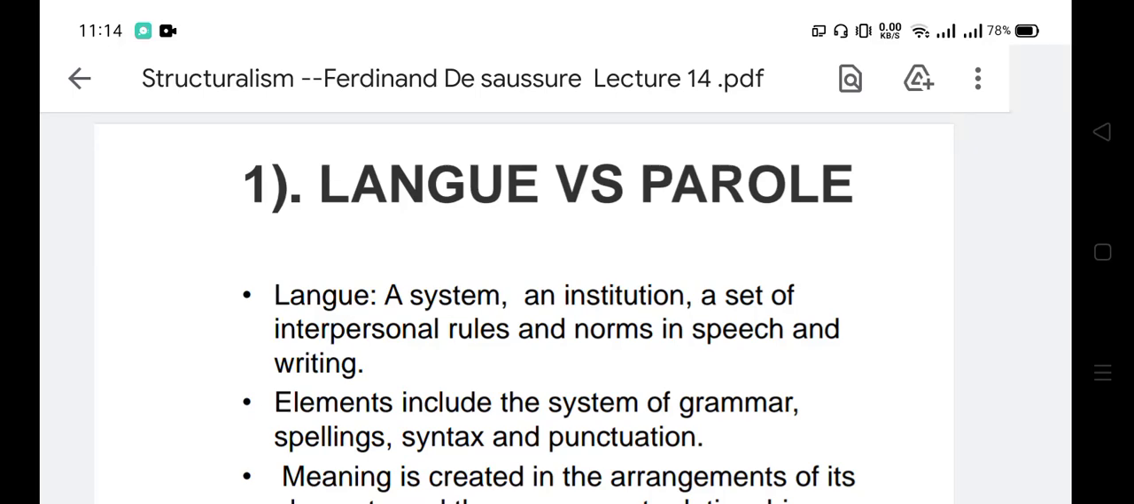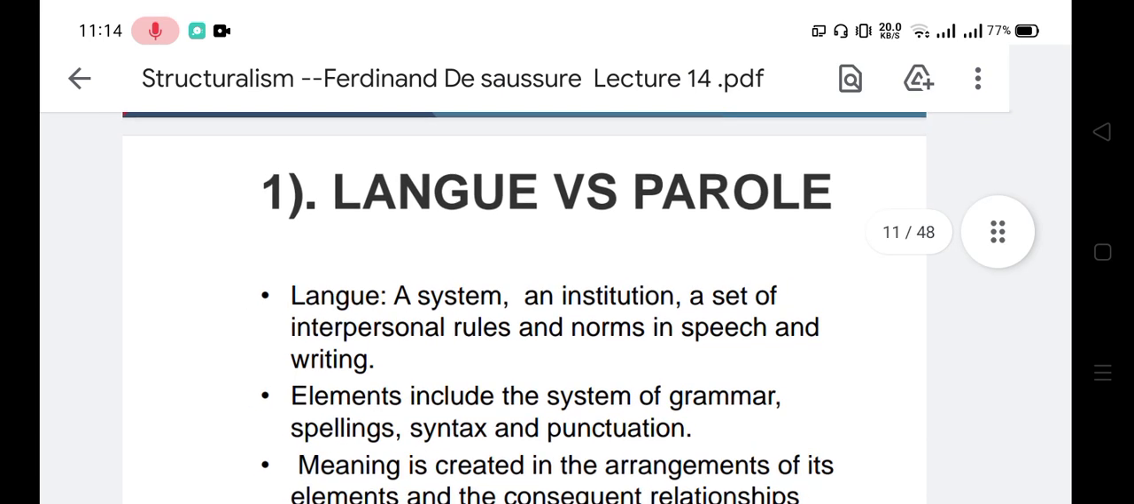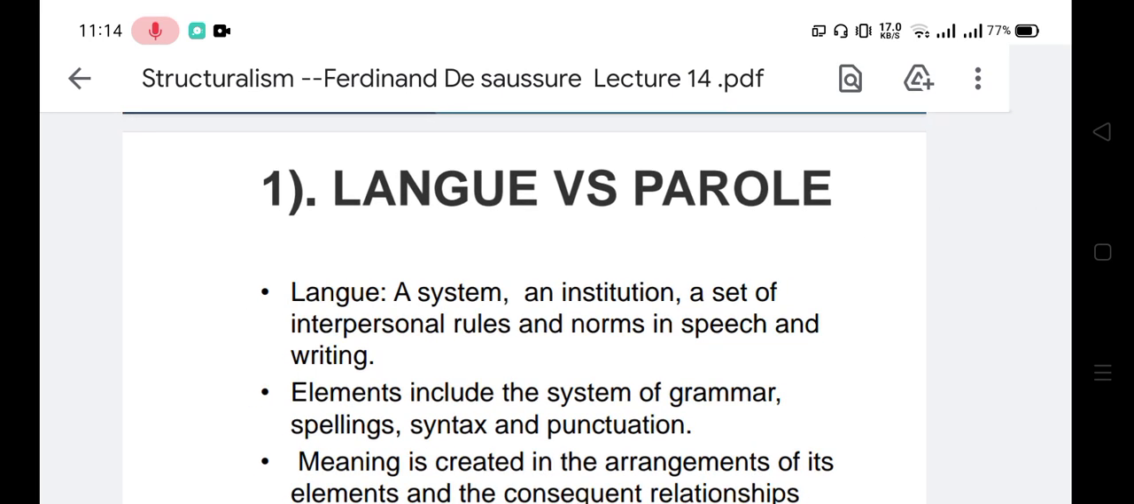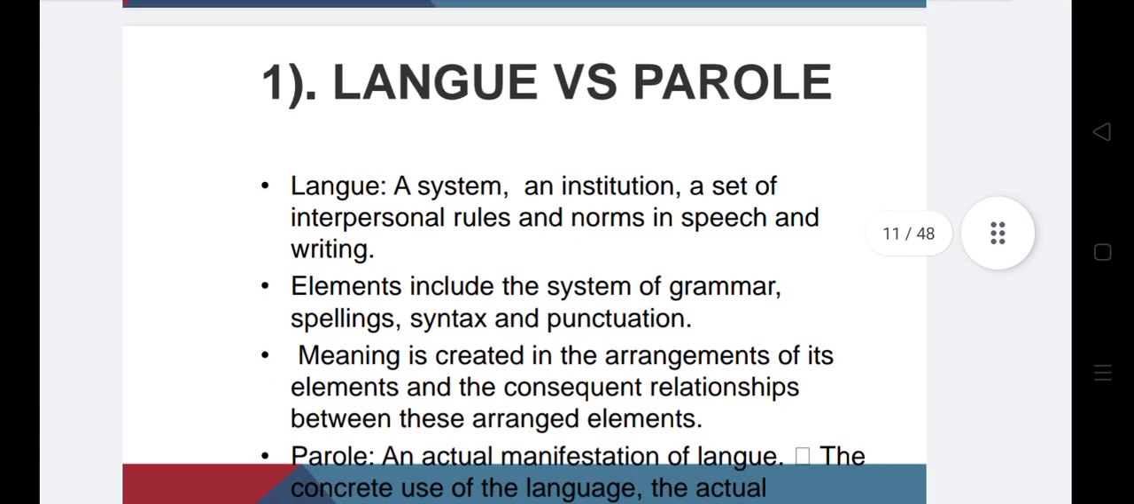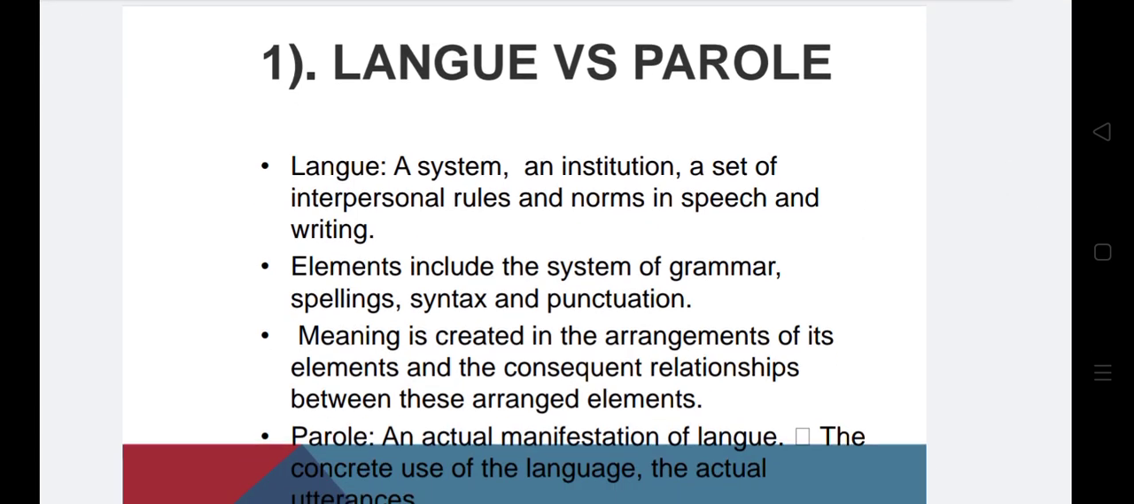Hello friends, in this video I'm going to discuss Langue and Parole, differentiate between them, and give you detailed information about them. So let's get started by defining them. What is Langue, what is Parole in linguistics?